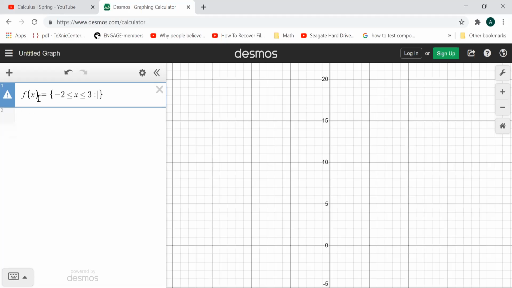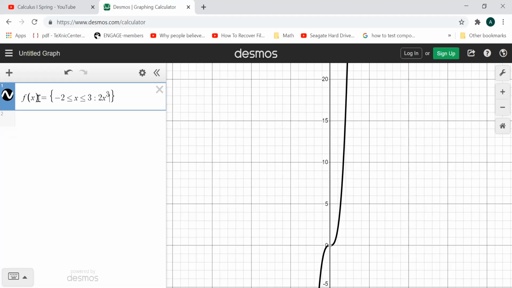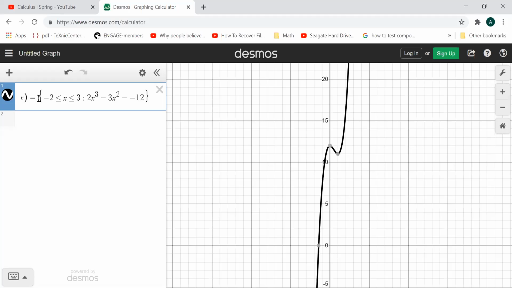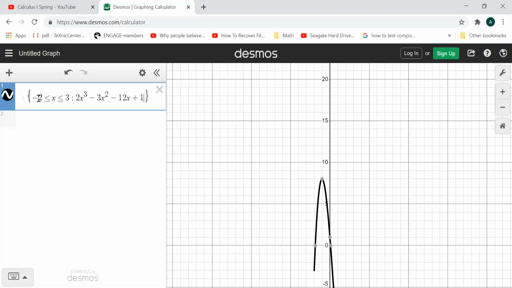And then we have the formula 2x cubed minus 3x squared minus 12x plus 1. All right, and here's our beautiful function, folks.